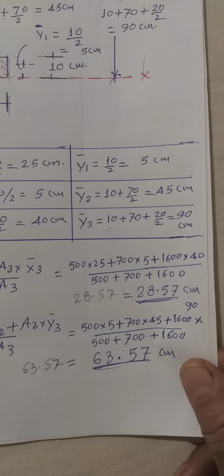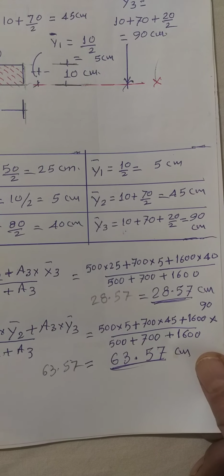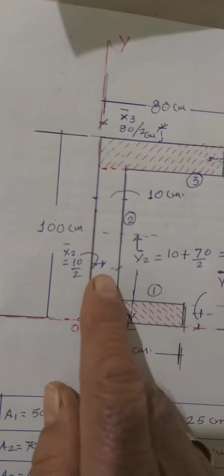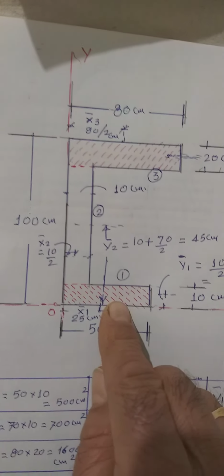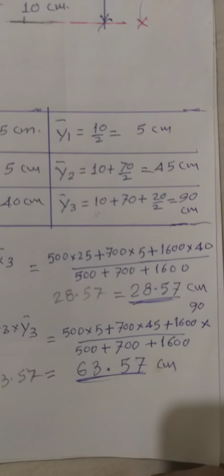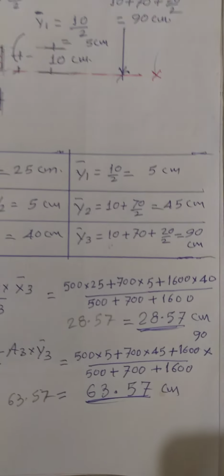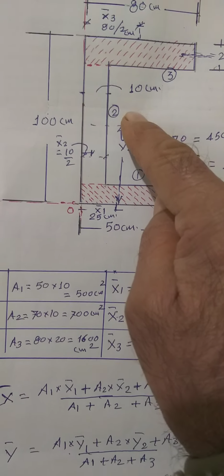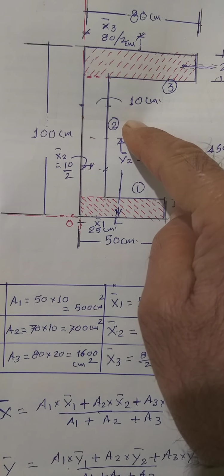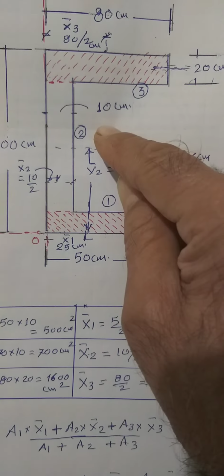Again, just see. X bar is how much? 28.57. From here, x bar is 28.57. And what about the y bar? Y bar is now 63.57, somewhere over here. If you draw the figure, it is 28 and 63, and you will find this point over here.